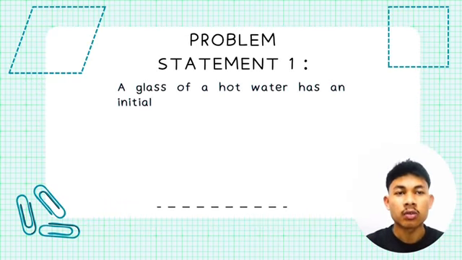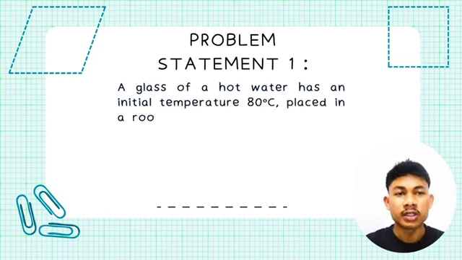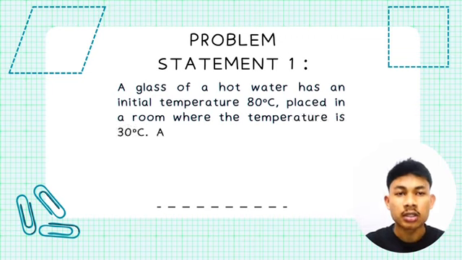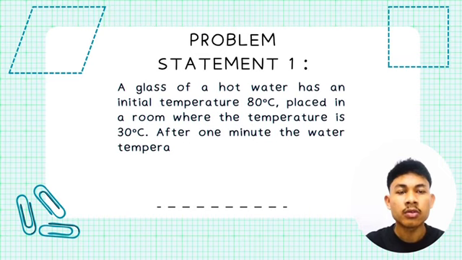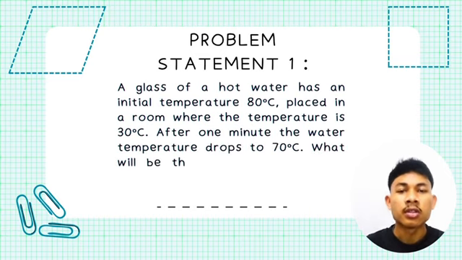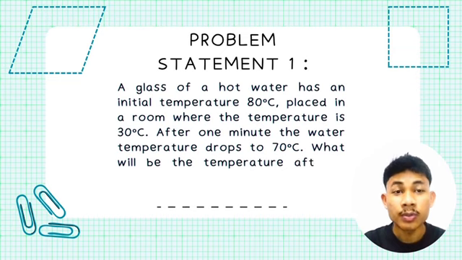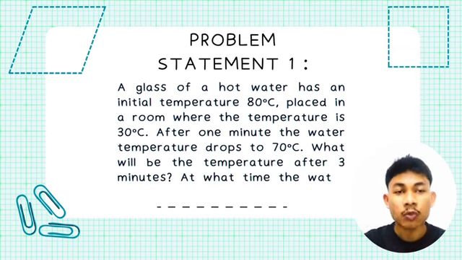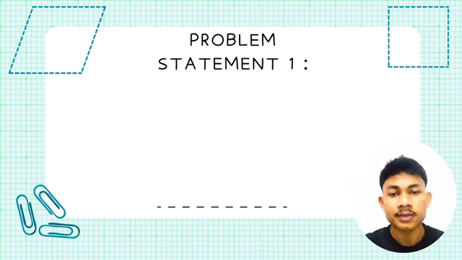A glass of hot water has an initial temperature of 80 degrees Celsius, placed in a room where the temperature is 30 degrees Celsius. After 1 minute, the water temperature dropped to 70 degrees Celsius. What will be the temperature after 3 minutes? And at what time will the water cool down to 40 degrees Celsius?